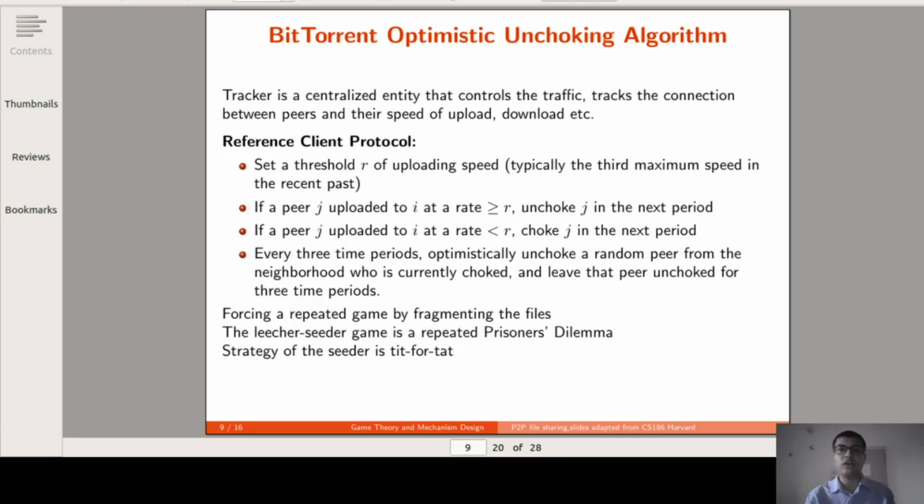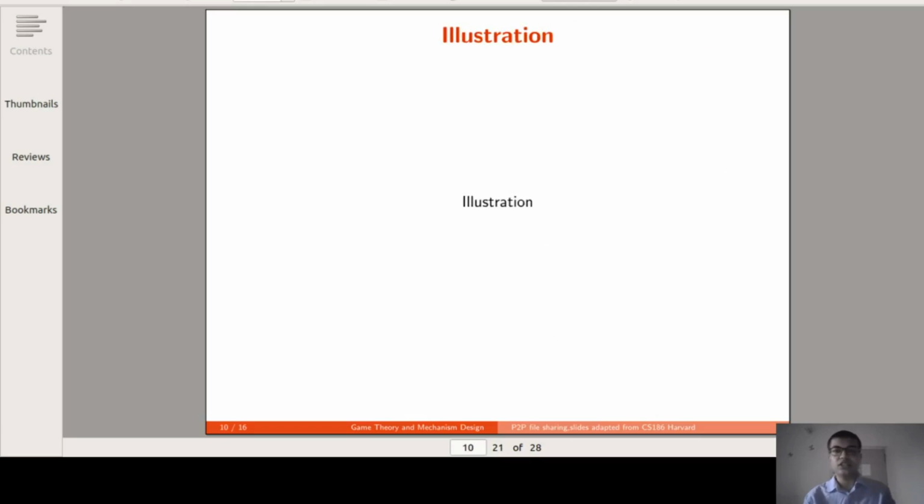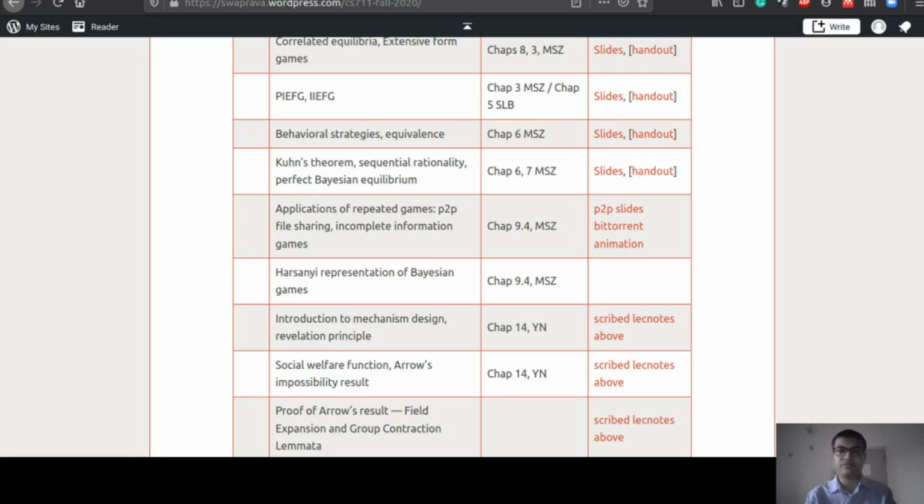So the tit for tat protocol essentially follows the same thing. In the prisoner's dilemma, you have two strategies, either to cooperate or to defect. If you are caught defecting, then in the next round the other player also reciprocates with defecting. But if you come back to your cooperate state, then the other player will also cooperate. This is exactly the tit for tat strategy, and that is exactly what is happening in the BitTorrent client. So let me show you an illustration using an animation here.